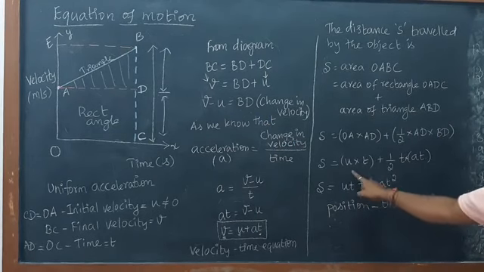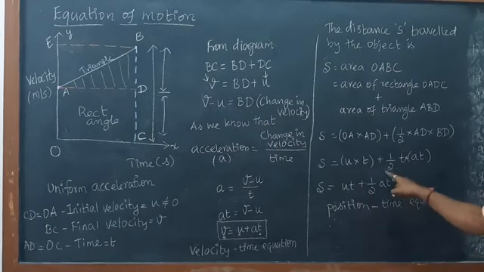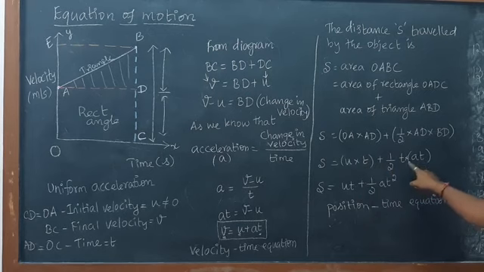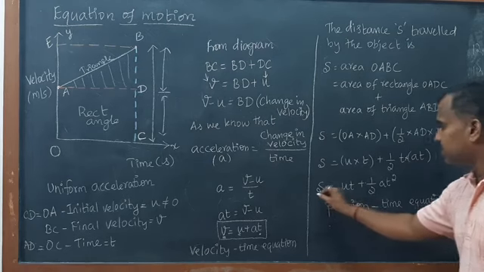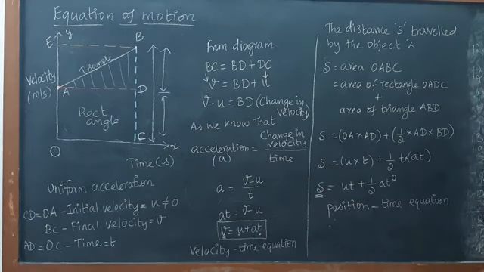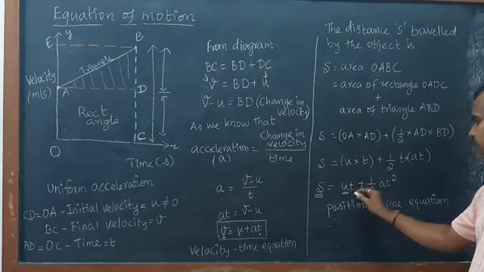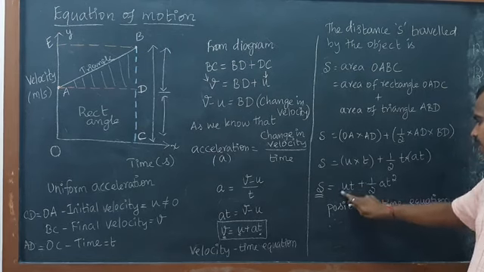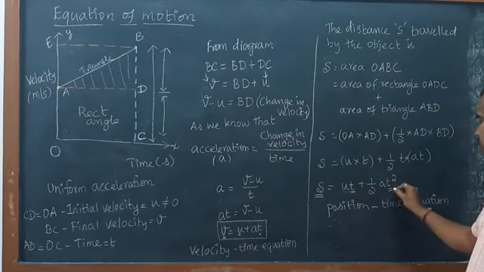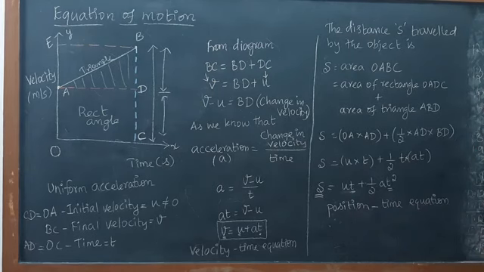Now multiply this one: UT plus 1 by 2 T into T, T square. So s is equal to UT plus 1 by 2 AT square. This equation is called the position time equation. So this is the position, right? Distance. And this is the initial velocity. And here we have the time square term, right? Yes, that's why we are saying position time equation.